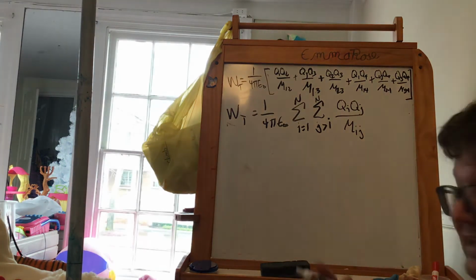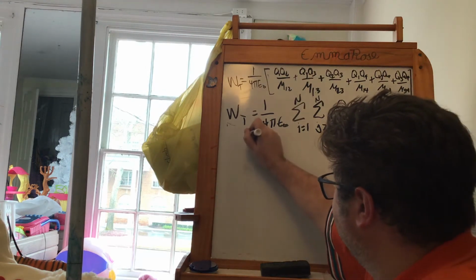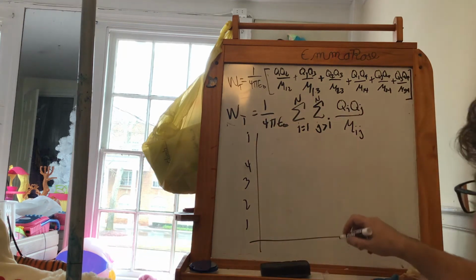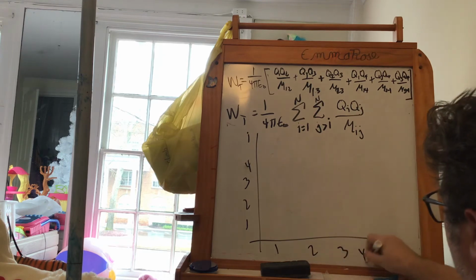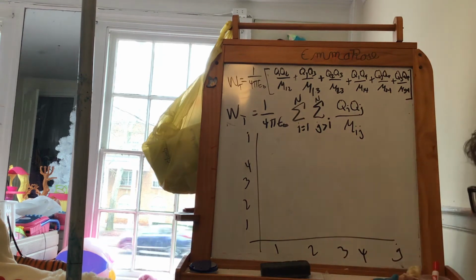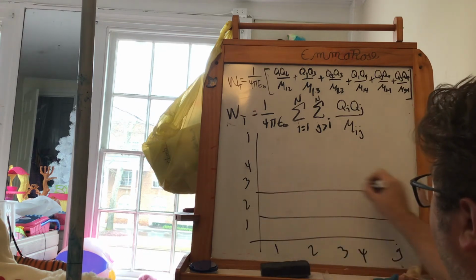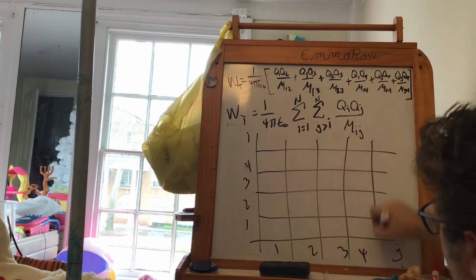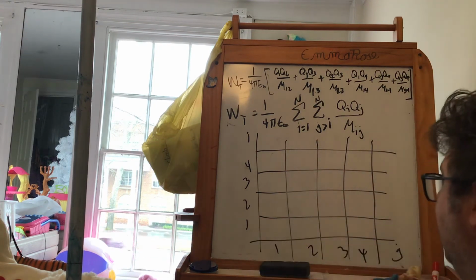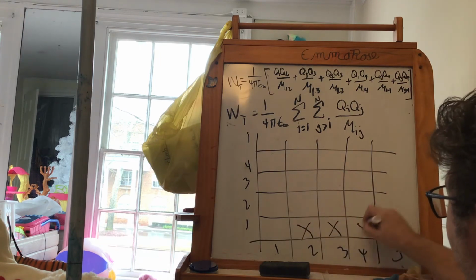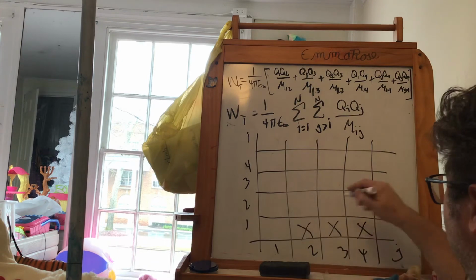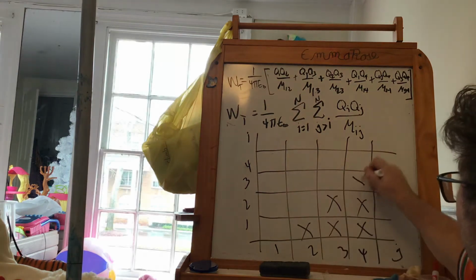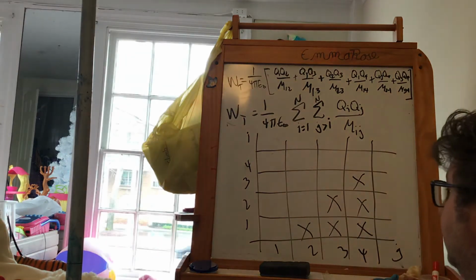So if I look at this as a chart in some way, if this is i, and I have 1, 2, 3, 4, right? And this is j, 1, 2, 3, 4. And these are somehow a grid of points. When i is 1, I'm going to include j equal to 2, j equal to 3, j equal to 4. When i is 2, I'm going to include j equal to 3, j equal to 4. When i is 3, I'm only going to include j equal to 4.